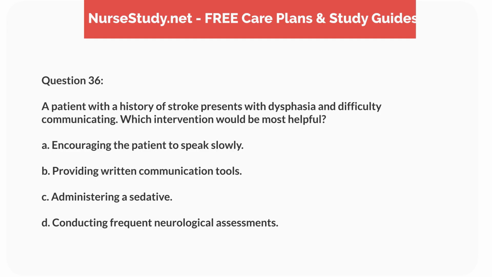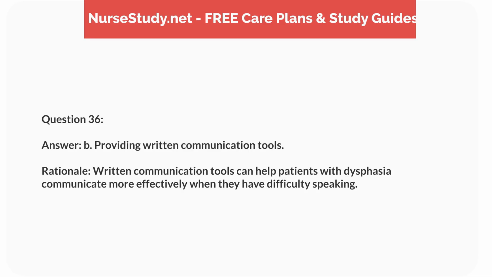Question 36. A patient with a history of stroke presents with dysphagia and difficulty communicating. Which intervention would be most helpful? A. Encouraging the patient to speak slowly. B. Providing written communication tools. C. Administering a sedative. D. Conducting frequent neurological assessments. Answer: B. Providing written communication tools. Rationale: written communication tools can help patients with dysphagia communicate more effectively when they have difficulty speaking.